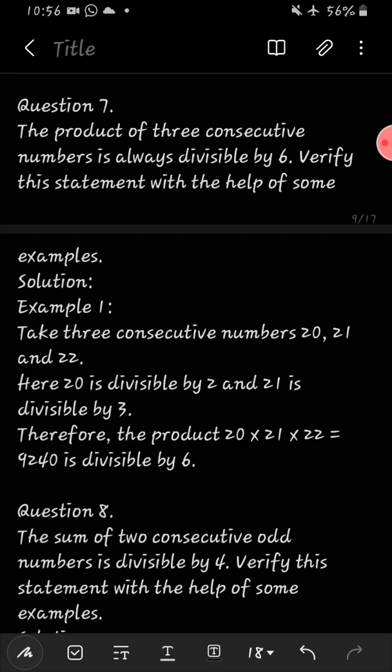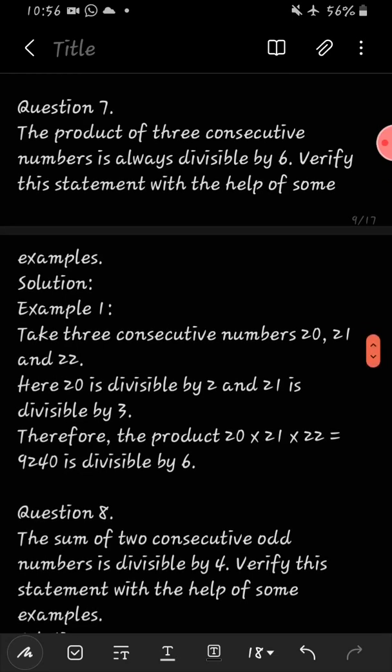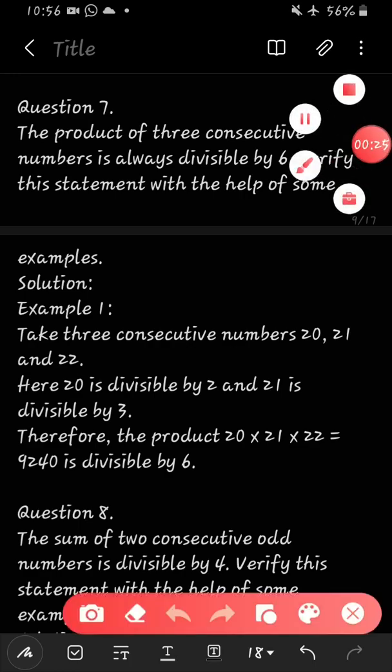So the first question is given here: the product of three consecutive numbers is always divisible by 6. Verify this statement with the help of some example. Okay, so we are taking an example like 20, 21 and 22. These 20, 21 and 22 we are taking.